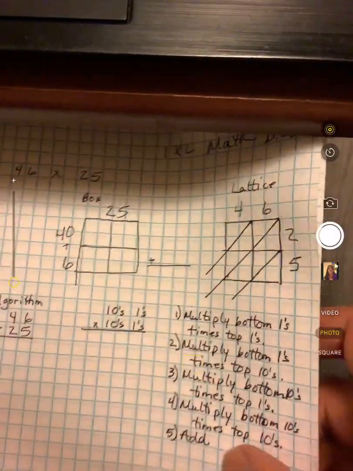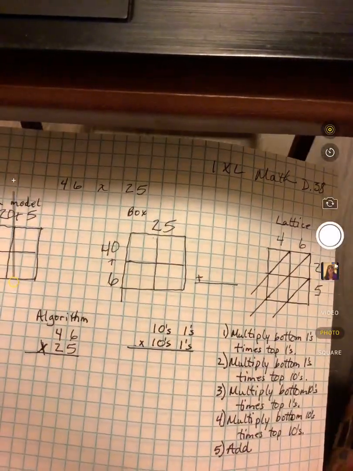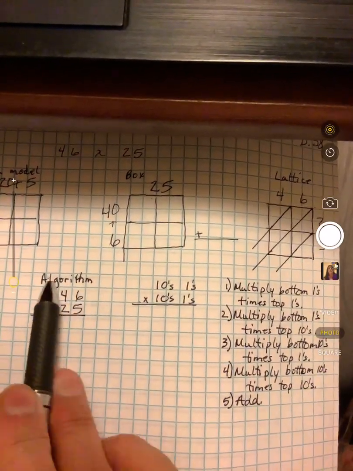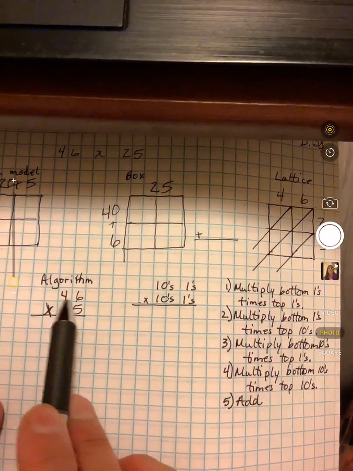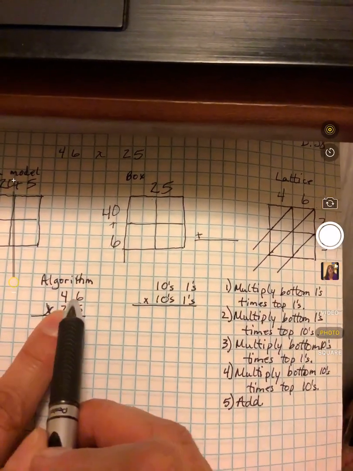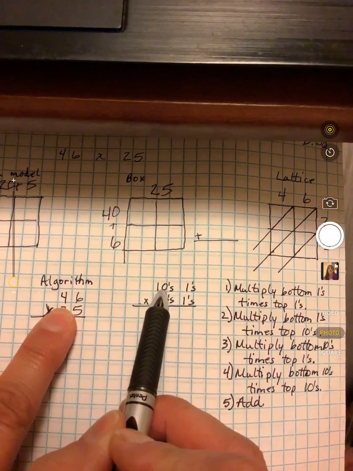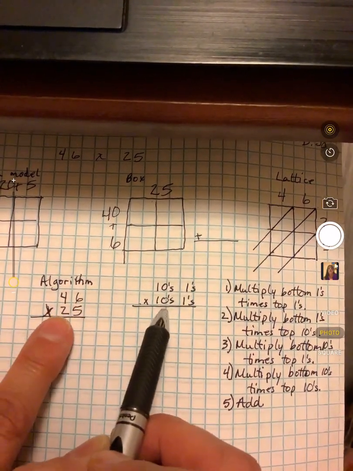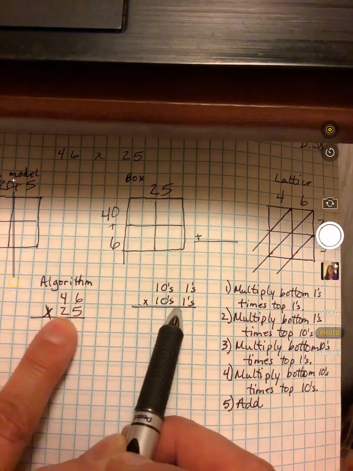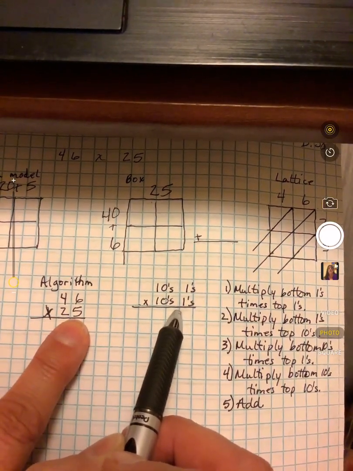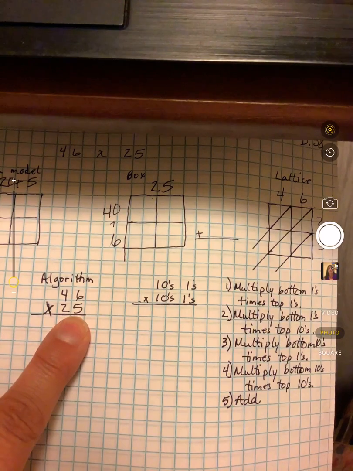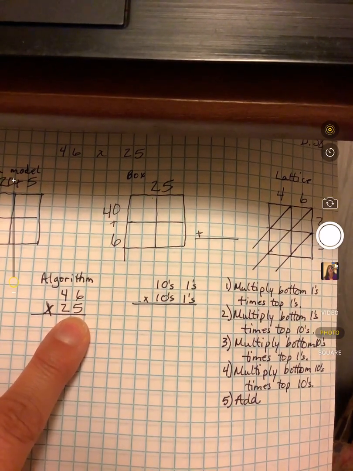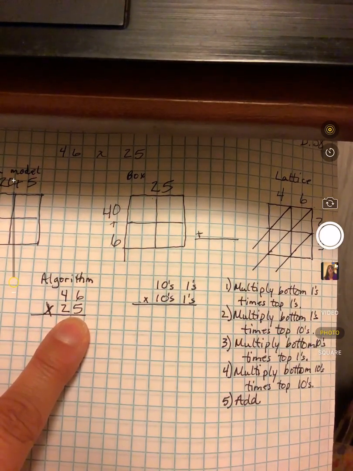Okay, so they're going to give you a problem like this. This is the algorithm where they just show you the whole problem. 46 times 25, okay? Now the 4 is the upper tens, the top tens, 6 is the top ones, 2 is the bottom tens, 5 is the bottom ones, okay? So you have to do this in a certain order, okay?